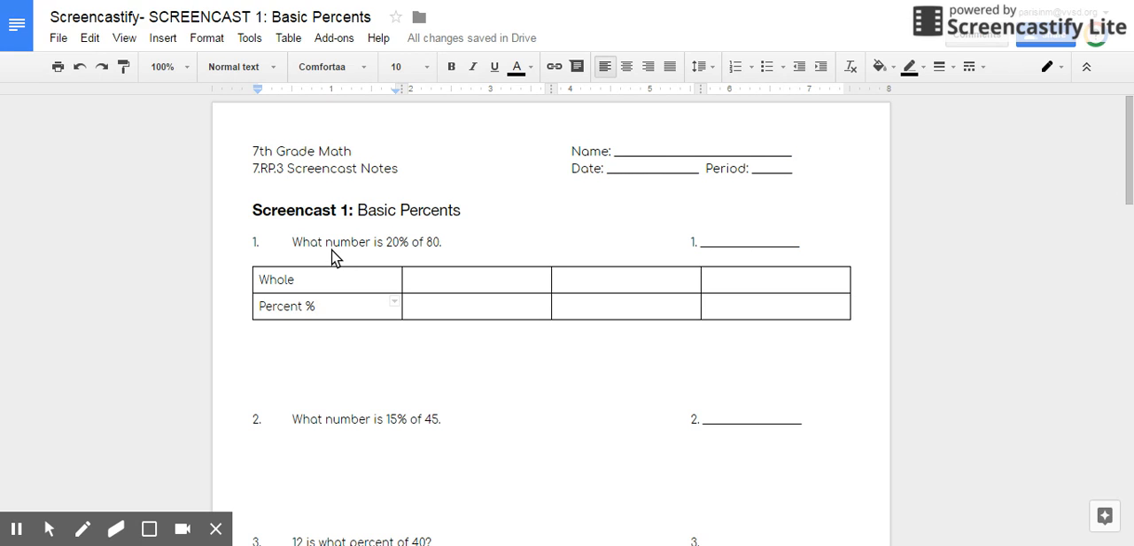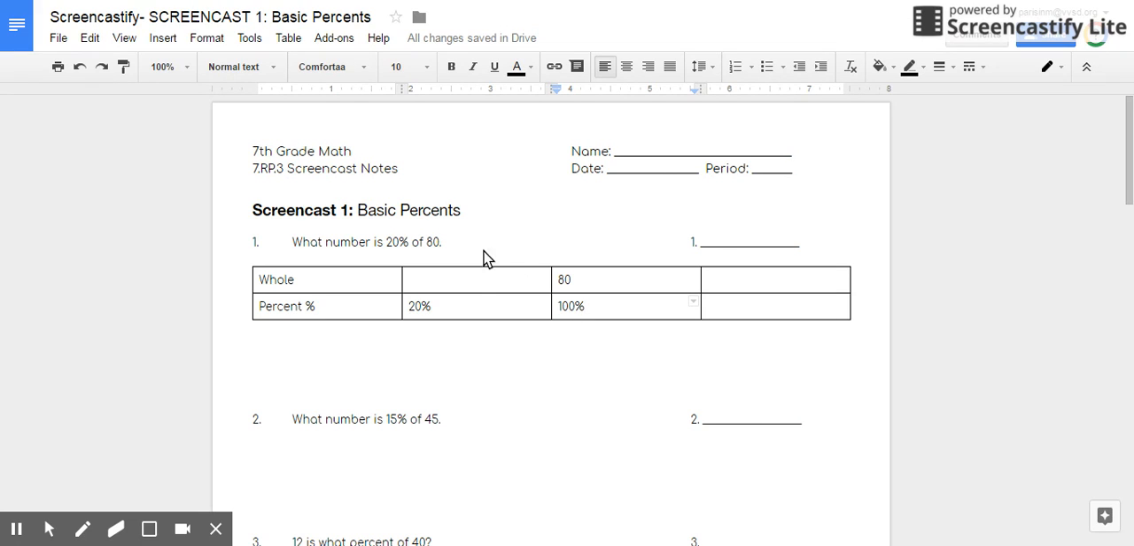In question number 1, it asks, what number is 20% of 80? So we know we are trying to find what number is 20%. Since we do not know what that number is, we are going to leave the numerator blank, and in the denominator, we're going to type in our 20%. The number 80 is the whole, so it's going to go in the numerator, and we know the whole is out of 100%.